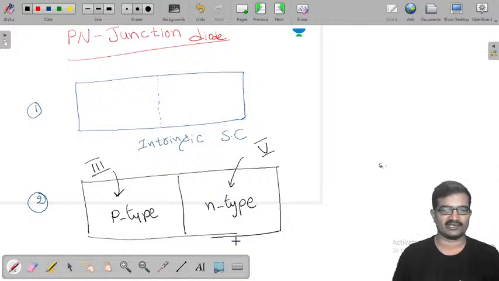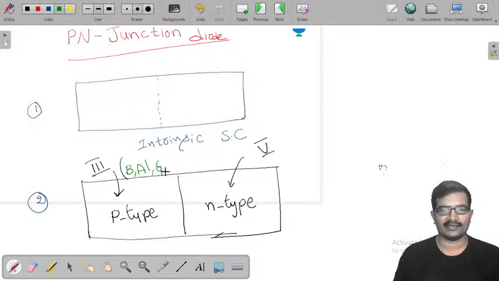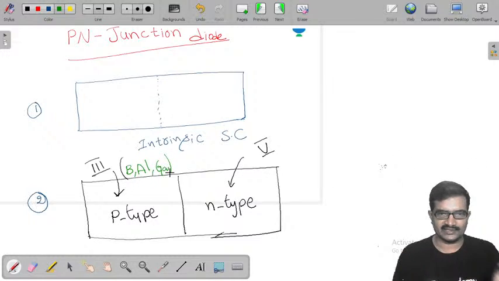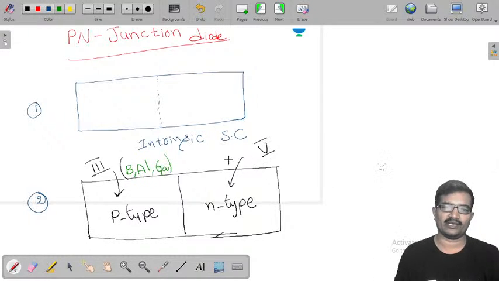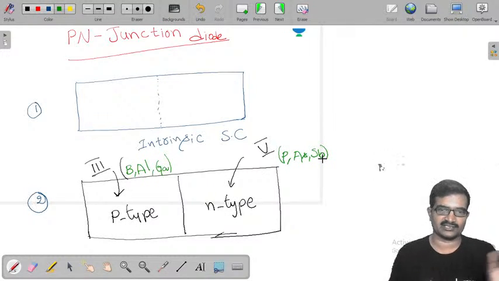N-type semiconductor. Okay, now in that p-type and n-type, fine. Now, once again I am repeating, the third group impurities we are adding here are boron, aluminum or gallium. Because of large atomic size, indium is not preferred. Now, the fifth group elements we are going to be adding are phosphorus, arsenic and antimony. Because of large atomic size, bismuth is not supported.